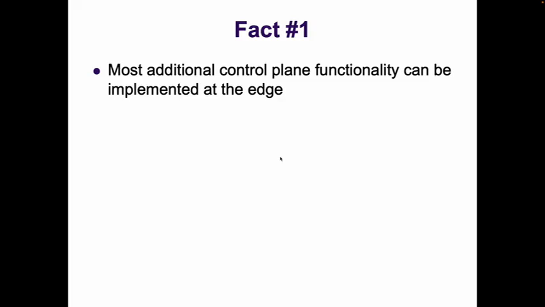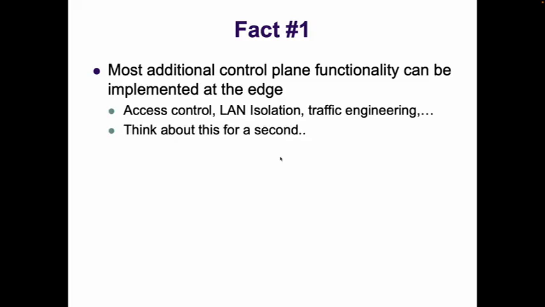One, most additional control plane functionality, besides just straight routing, delivery of packets, can be implemented at the edge. Access control, LAN. If I don't want A to talk to B, then the router at the edge from A can say, oh, you're going to B, you're not allowed. Or at the last hop can say, you're going to B from A, drop it. We don't need it in the middle.